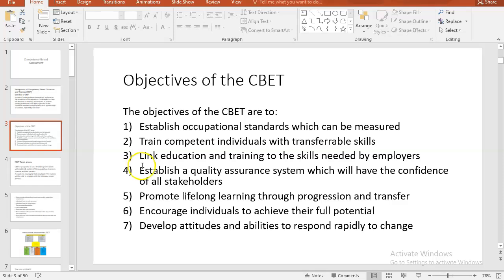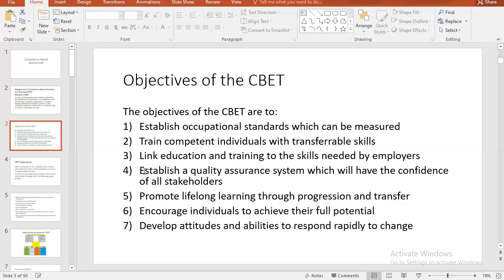The next objective is to establish a quality assurance system which will have the confidence of all stakeholders. That is, the CBET aims at providing assurance to the employers that they will provide a competence trainers. The next objective is to promote lifelong learning through progression and transfer.